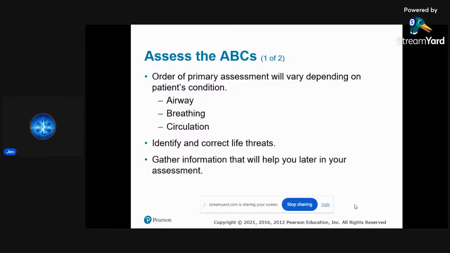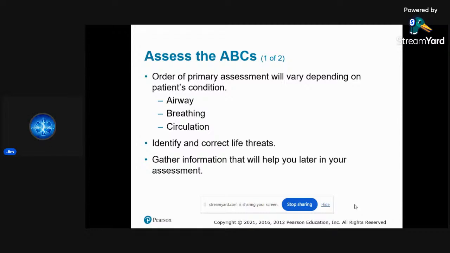And this will depend on the patient's condition, right? We talked about it. If they look alive, we're going to start with the airway, breathing, circulation. If they don't look alive, we're going to start with circulation, airway, then breathing. We're going to identify and correct any life threats at this point.